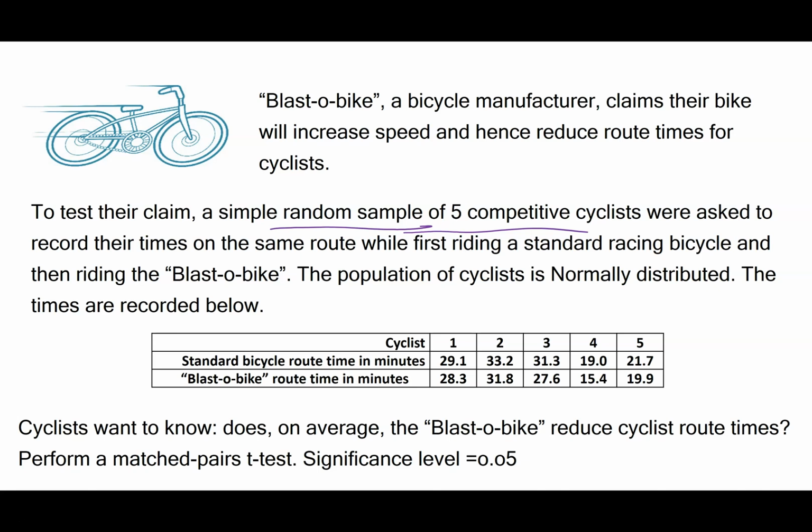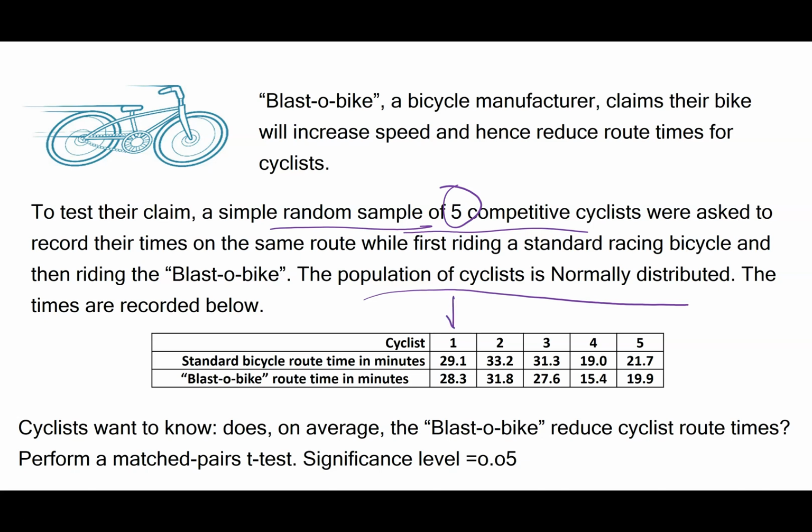And they asked them to record their time on whatever their bike was, and they asked them to record their time on the Blasto bike. They should have randomly assigned which one they rode first, because the order you ride the bikes in is important. That would be a randomized design there. So we can assume the population of cyclists' times is normally distributed, thankfully, because 5 is a really, really small sample size, and the times are recorded below.